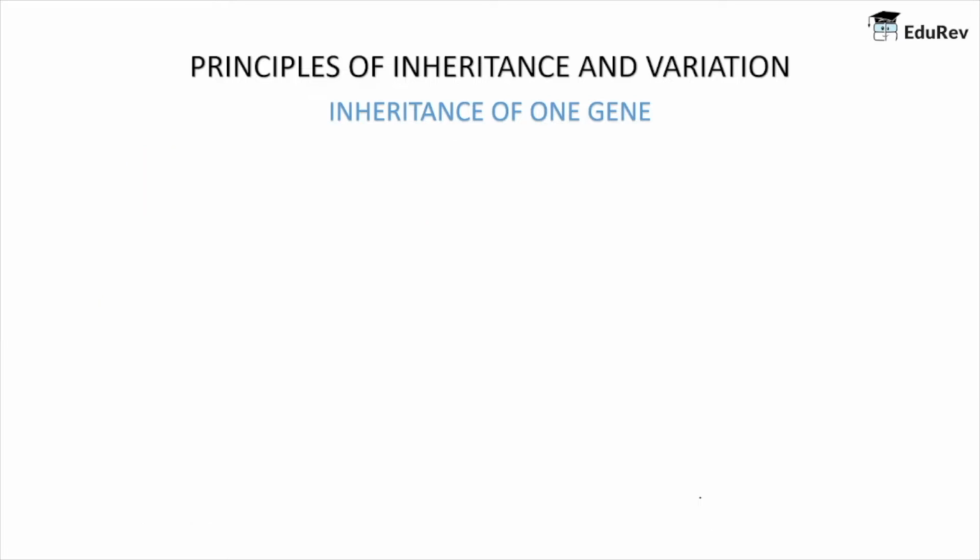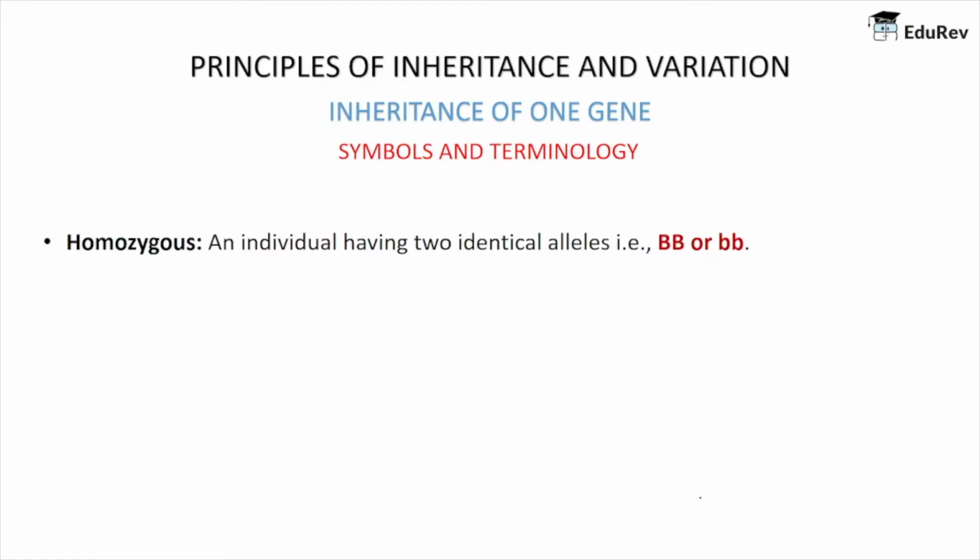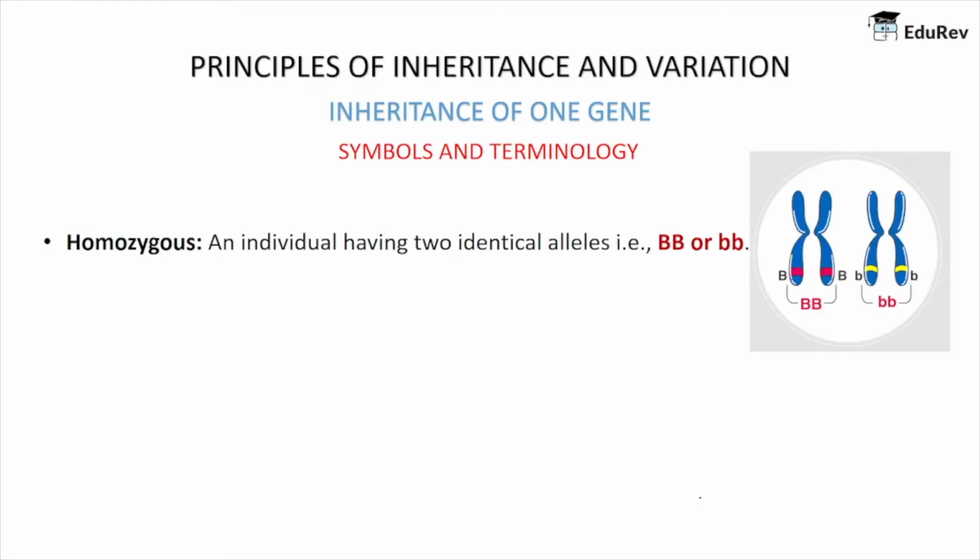Coming to our topic now, which is inheritance of one gene. In this we study various symbols and terminologies which are very important because the whole understanding of the topic depends on it. The first one is homozygous chromosomes. What are homozygous chromosomes? An individual having 2 identical alleles, same, that is, either BB, capital B, or small b, as you can see in this image. This type of chromosome having 2 identical alleles on the same location is the homozygous chromosome.